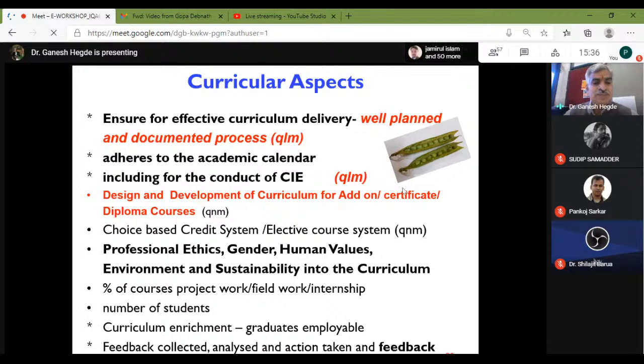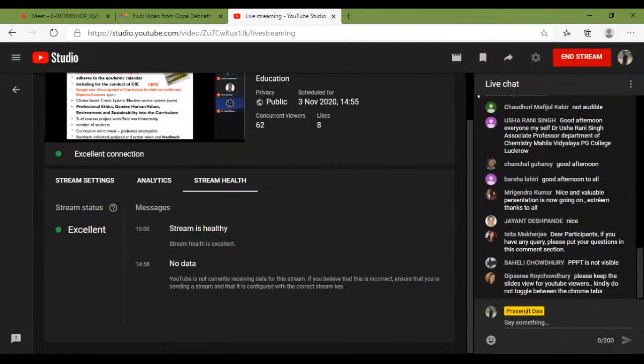Then the quantitative metric comes. What is the quantitative metric? Design and development of the curriculum for add-on, certificate or diploma courses. What NAAC suggests is that for add-on courses or diploma courses, you need to take approval from the affiliating university, and a minimum of 30 contact hours should be there. For a certificate course, the college may have its own certificate courses, and it should have 30 or more contact hours. Then only will that certificate be considered by NAAC.